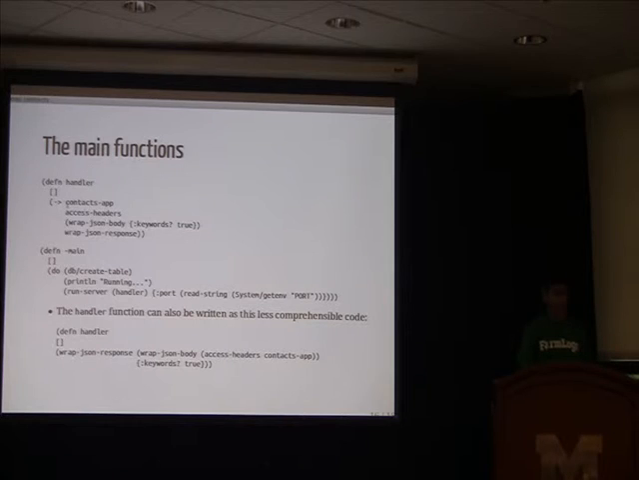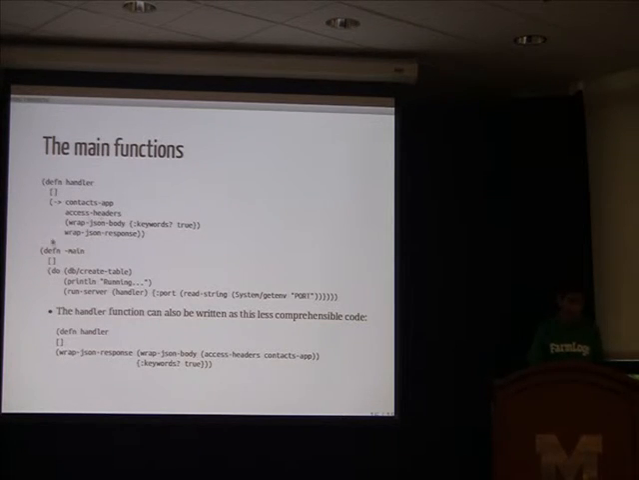So we have a handler function that takes in the contacts app that we defined before. It adds an access headers function around that, and then a JSON body function, and then a JSON response function. And that's basically what I defined. So it allows for automatically converting input and output to JSON.